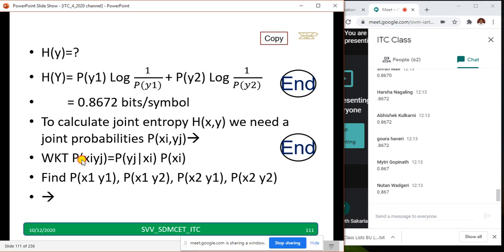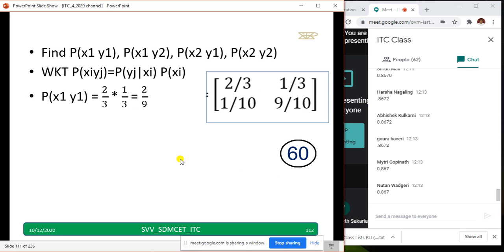So this is the equation. The probability of xi yj is equal to the probability of yj given xi into the probability of xi. One sample I have shown to you. x1 y1 equals y1 given x1, 2 by 3 into 1 by 3, it's 2 by 9 that I got. Similarly, x1 y2, x2 y1, x2 y2 you can type the answers and note them down in your notebook for your reference.